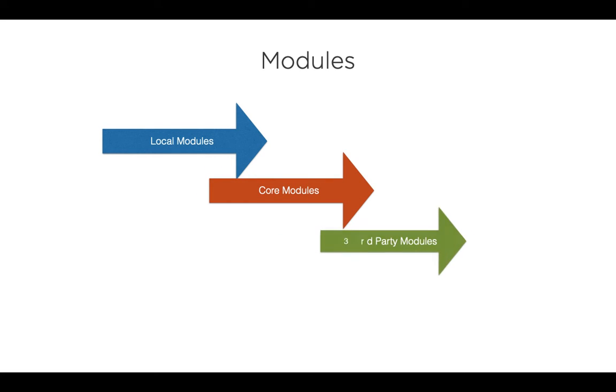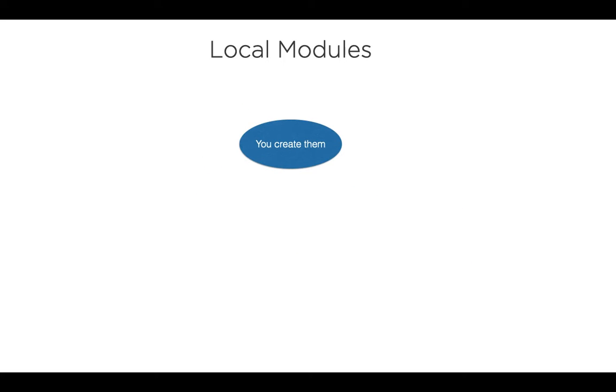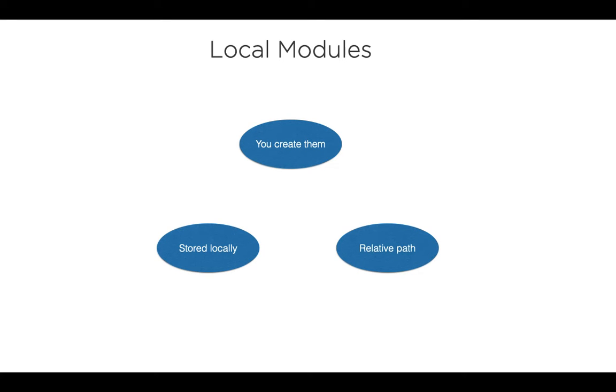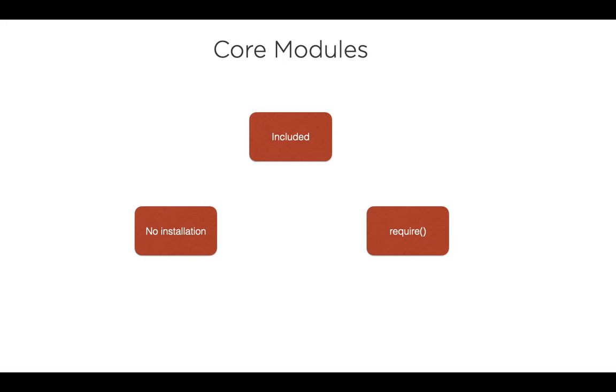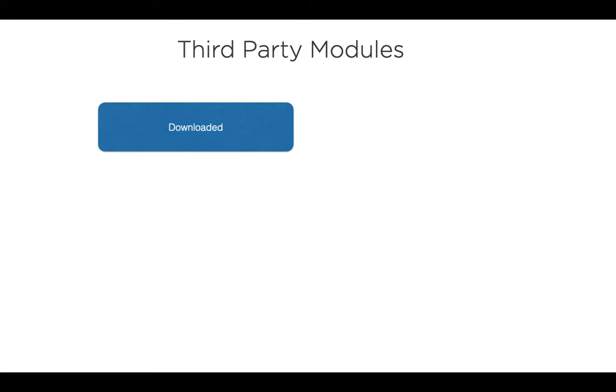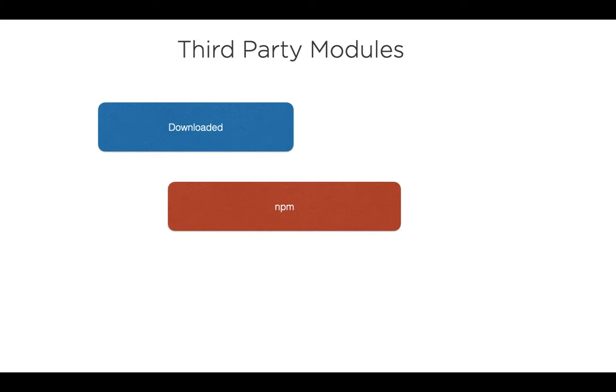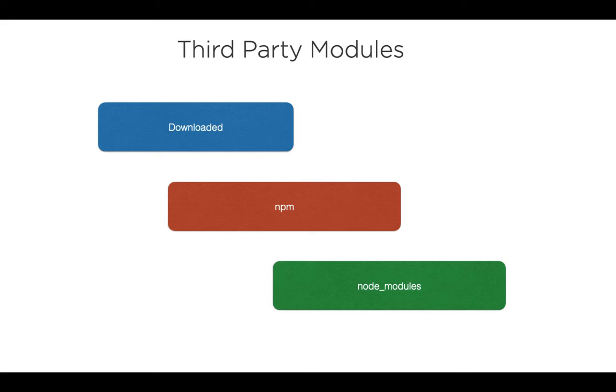Node.js includes three types of modules: local modules, core modules, and third-party modules. Local modules are modules created by yourself and stored locally. You can import them using the relative path. Core modules are included with Node.js and do not require installation. You can import them directly using the require command. Third-party modules are modules downloaded from package managers like npm. They are stored in the node_modules folder. We'll talk about all of these.